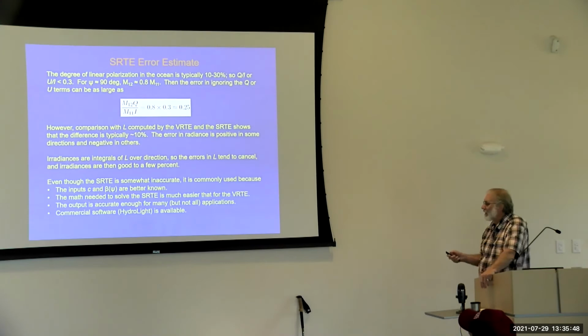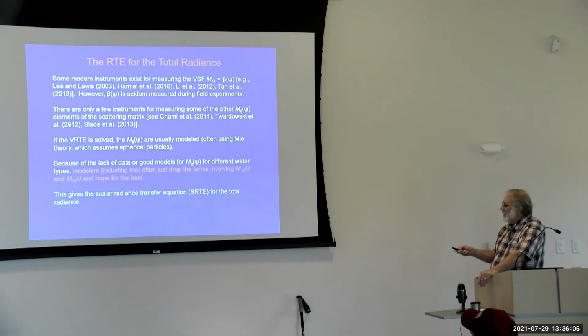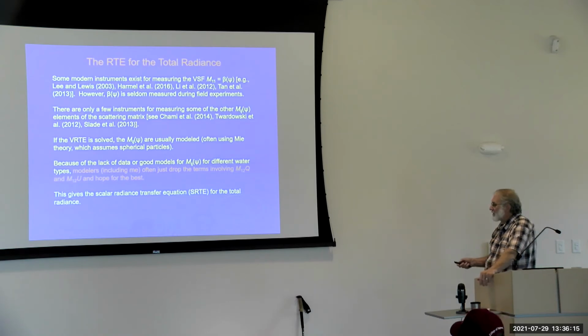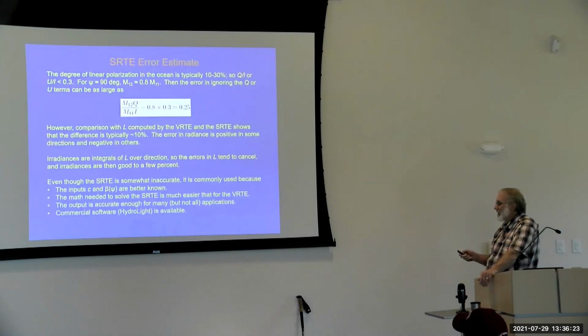Now to back up here, there are, as I said, some instruments that measure some of these elements of the Mueller matrix. And there are some references there to the latest ones. I think Slade describes Sequoia's instrument, and a couple of other people like Mike Brodowski also have instruments that can measure some of these elements of the Mueller matrix. Okay, enough said there. So we drop those terms and say, forget it. We get something we can solve and we go ahead.